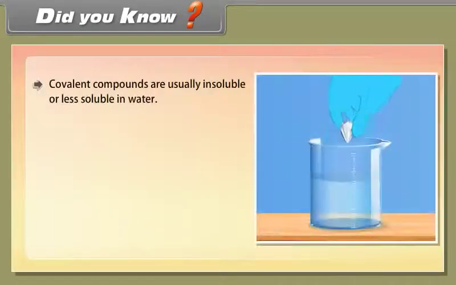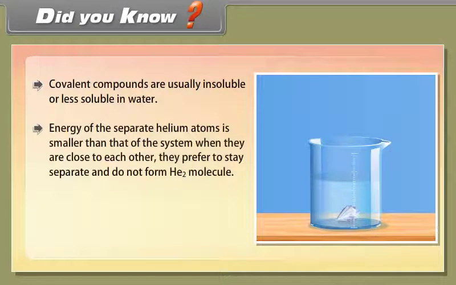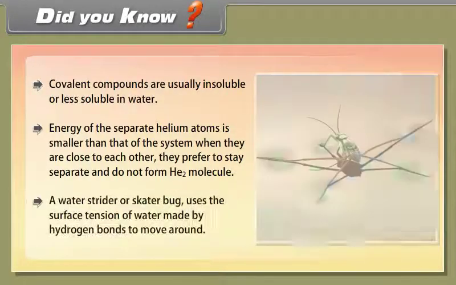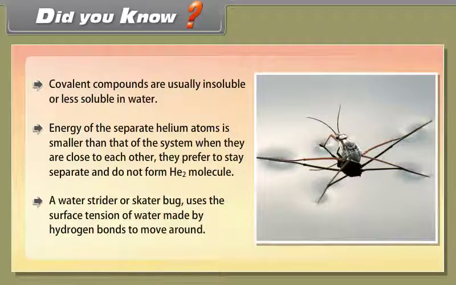Did you know? Covalent compounds are usually insoluble or less soluble in water. The energy of the separate helium atoms is smaller than that of the system when they are close to each other. They prefer to stay separate and do not form an He2 molecule. A water strider or skater bug uses the surface tension of water made by hydrogen bonds to move around.